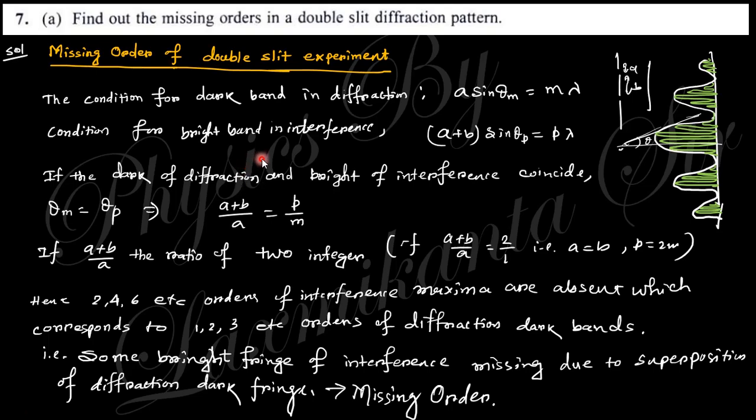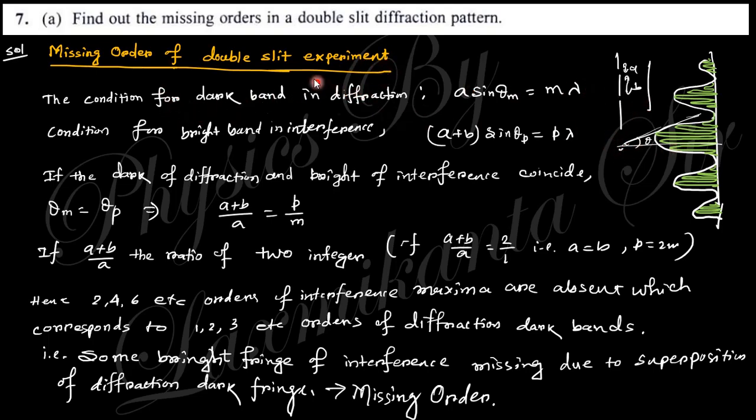Next question says, find out the missing order in a double slit diffraction pattern. Find out the missing order in a double slit diffraction pattern. That is the missing order of the double slit experiment.